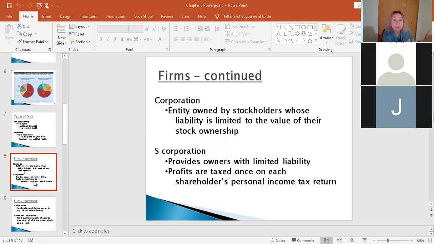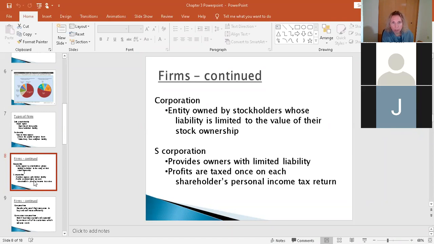Yes, you can lose every penny that you used to buy that stock with, if the stock doesn't have any value, if the company closes down or whatever. But at least your own personal assets can't be dragged into that.